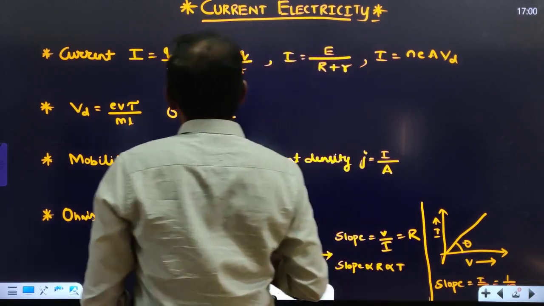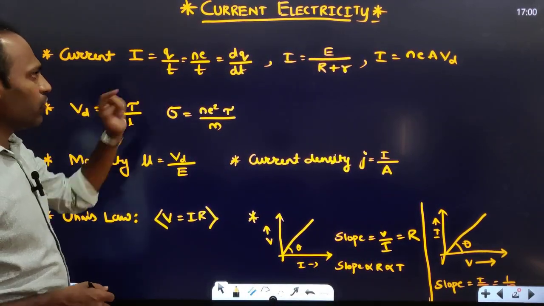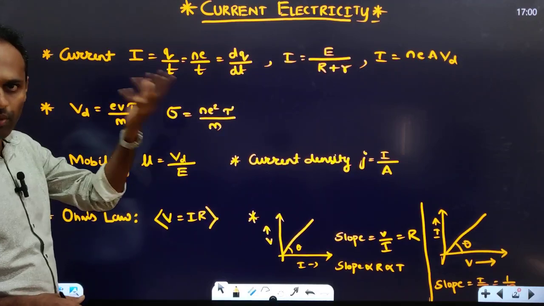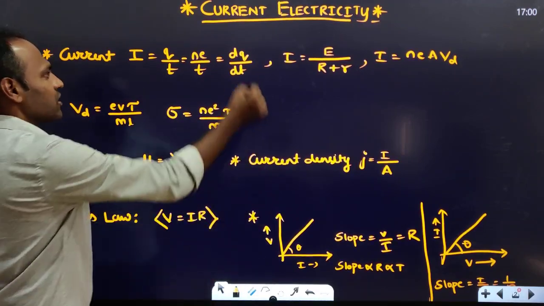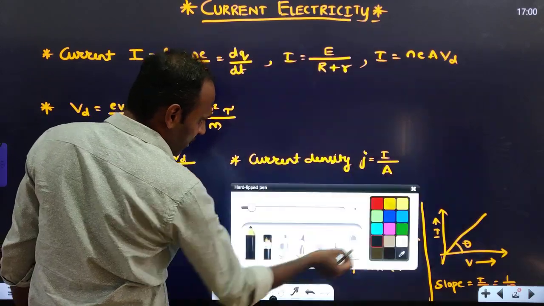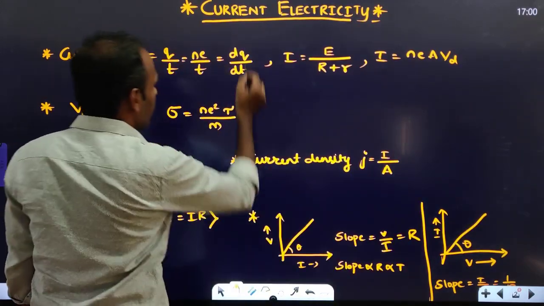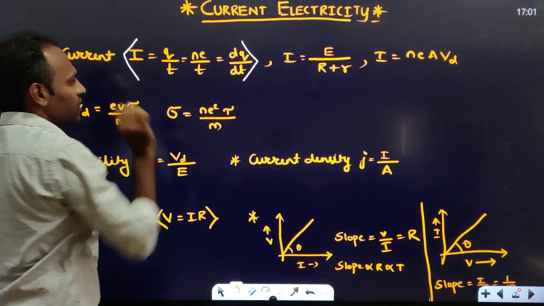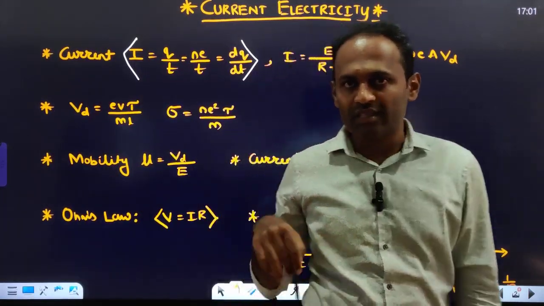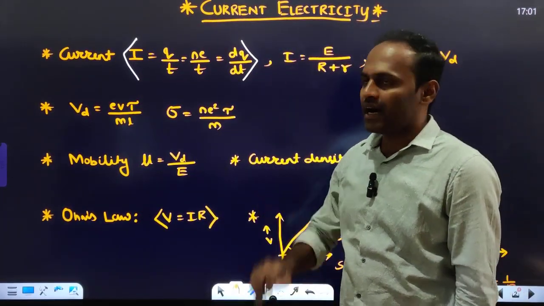Okay, current electricity. Current means we know it is Q by T, rate of flow of charge. According to quantization, Q is equal to N into E. N means number of charges, and I is equal to dQ by dt. When to use this dQ by dt? dQ by dt can be used whenever current or charge is given in the form of an equation, for example Q is equal to 4t square plus 3t plus 6. If the charge is given in equation form and you have to find the current, you use I is equal to dQ by dt.